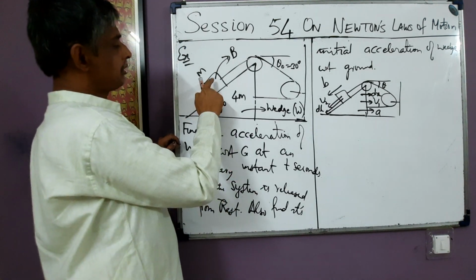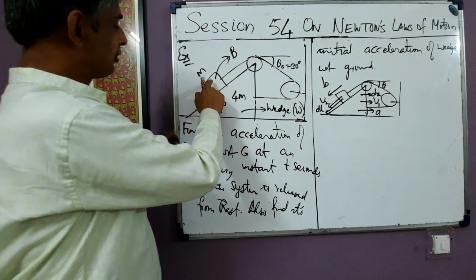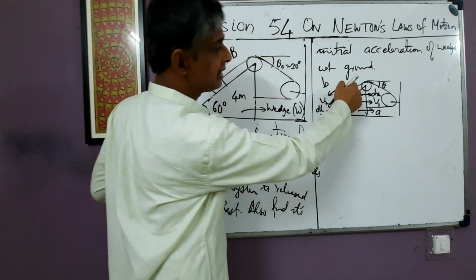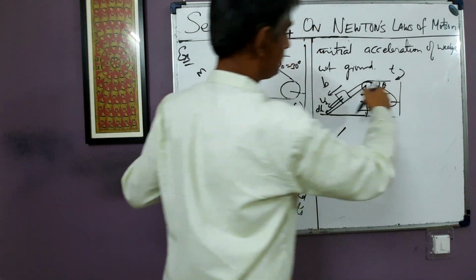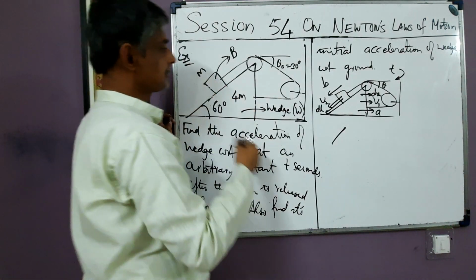So first I'll write down the equation of motion of this block with respect to the wedge down the incline. First I'll draw the free body of this block with respect to the wedge. So at this arbitrary instant, not initially but at some arbitrary moment t, this is the situation at time t after the system is released from rest. So what do we say here?